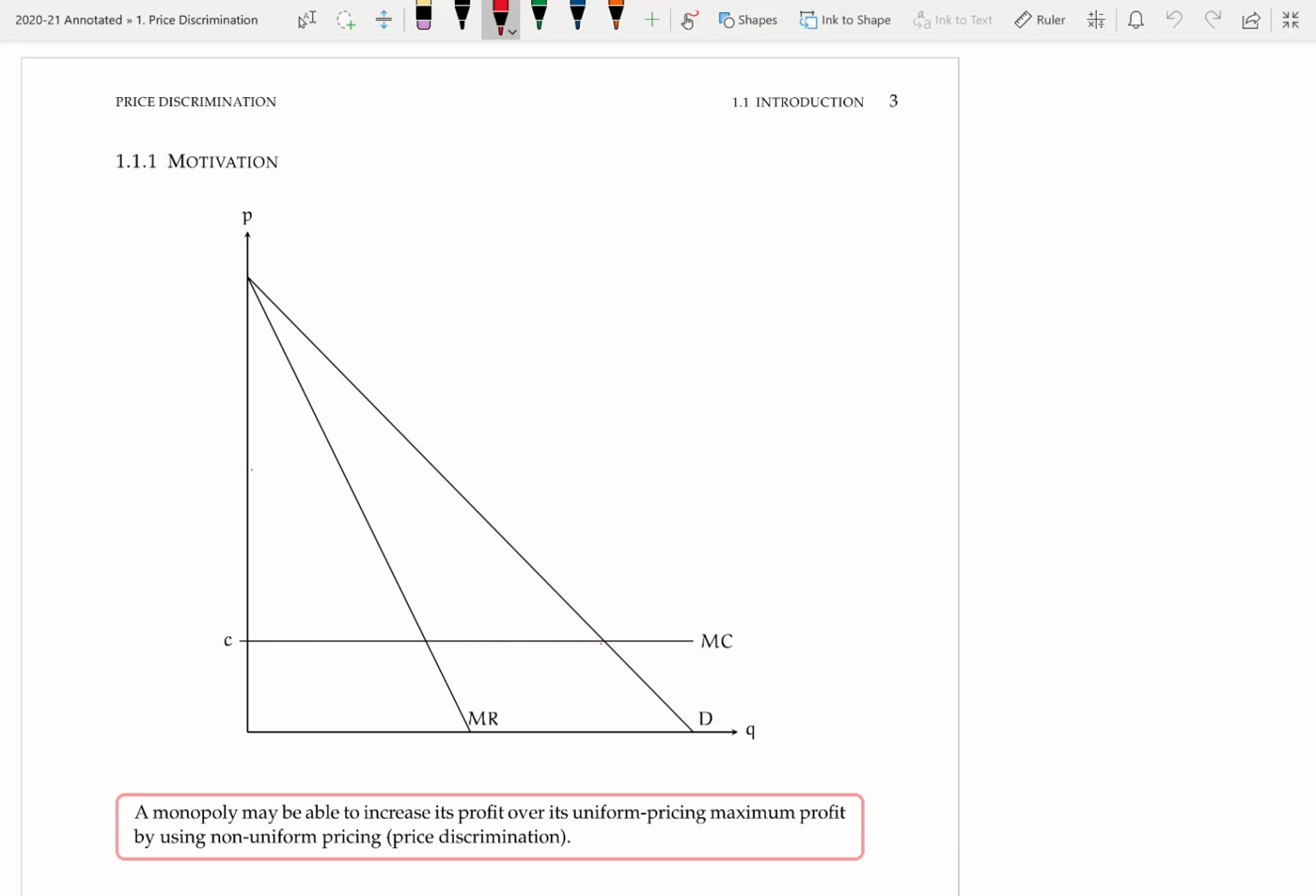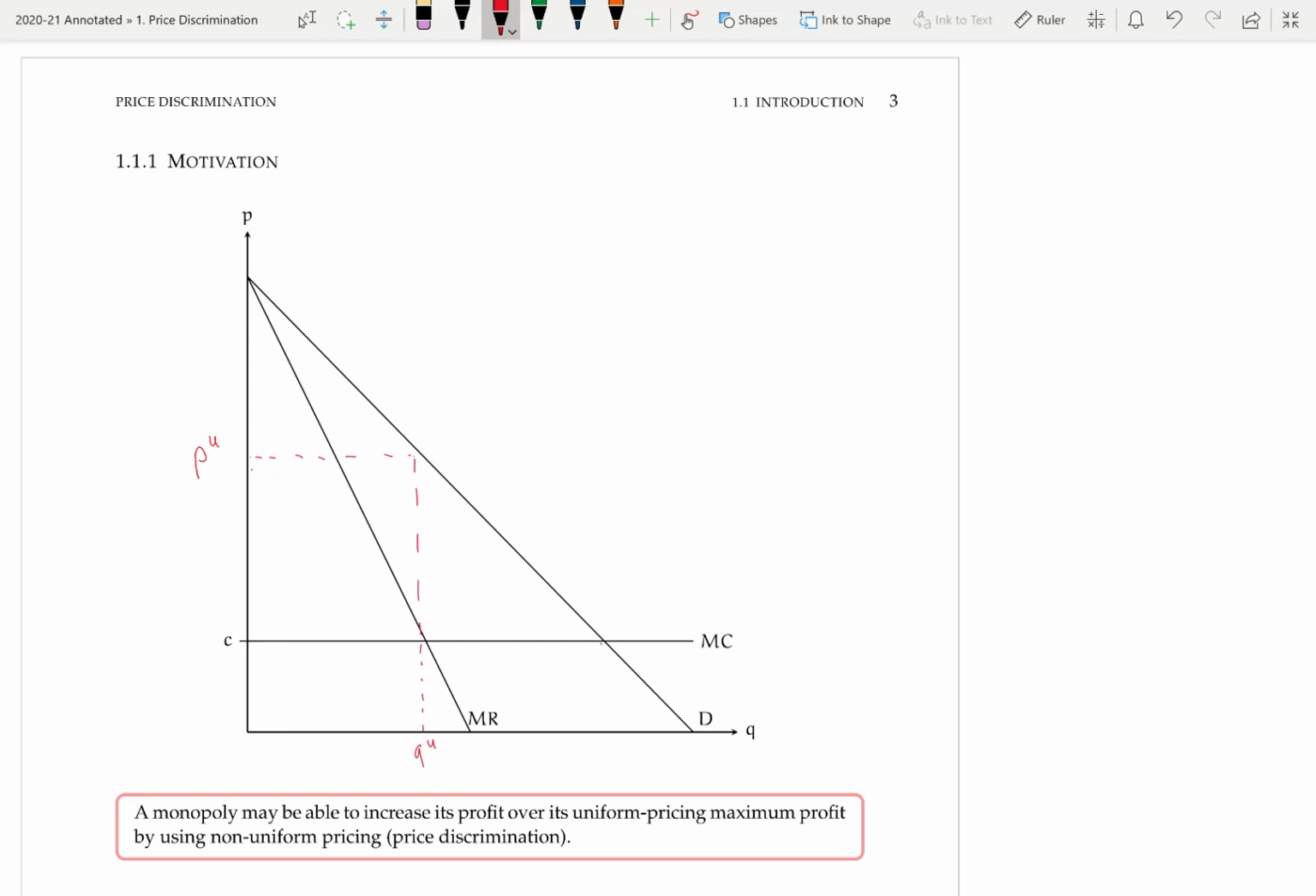A monopoly will choose to produce where the marginal revenue equals the marginal cost. So that's at this point here. Let's mark off the quantity and the price. The U here stands for uniform. So these are the optimal uniform price and quantity.